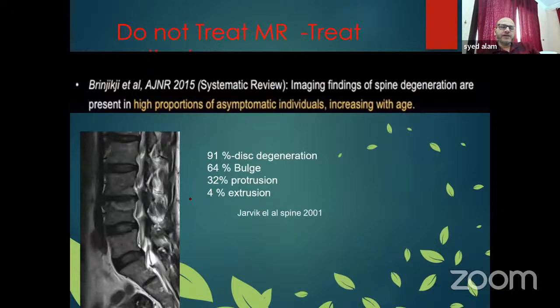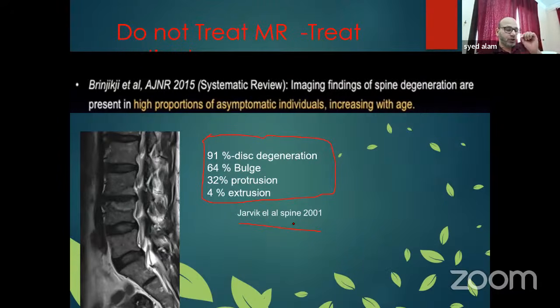Okay, so there is another problem. There is a study done with MRI in asymptomatic patients whose age was, suppose, 55 years. They found in their study that the patients were asymptomatic, but 4% had extrusion, 32% had protrusion, 64% had disc bulge, and 91% had disc degeneration. And the patients are asymptomatic. So that means disc protrusion and extrusion may be asymptomatic.